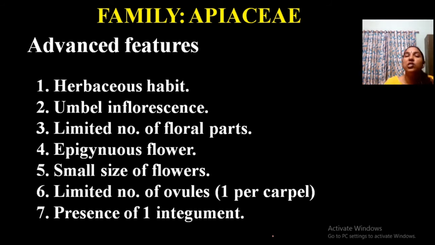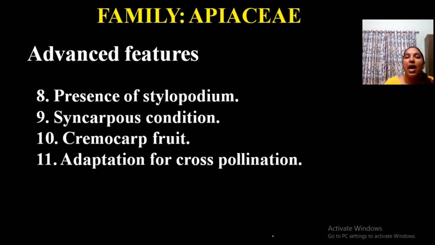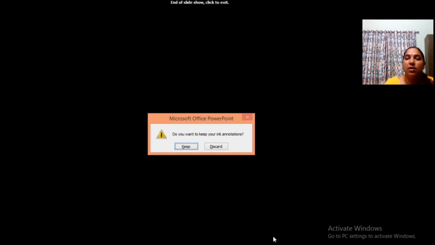Advanced features are the herbaceous habit; they are all herbs. Umbel inflorescence. Limited number of floral parts. Epigynous flower, a very important point. Inferior ovary. Small-sized flower. Fewer ovules. Again continuing, the presence of stylopodium is a very important point: disc and style fusion. Syncarpy and also cremocarpy. I hope you understood well.